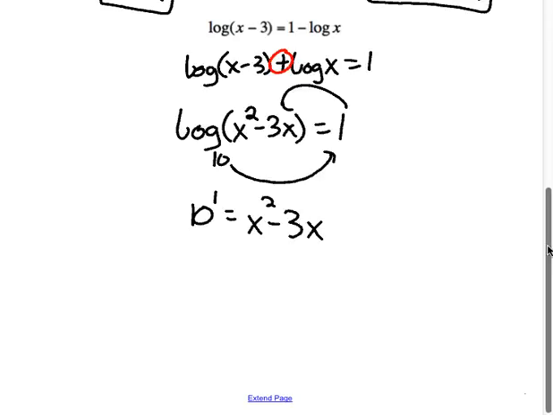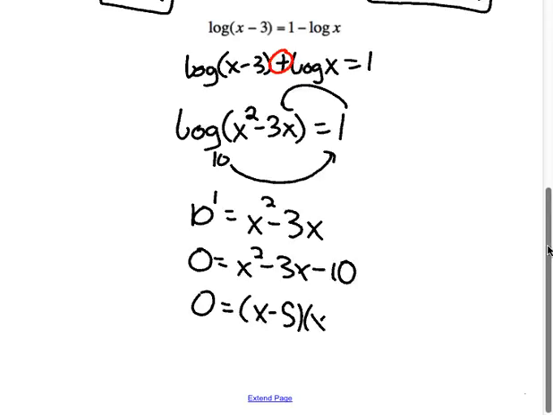10 to the first is just 10, but I have something quadratic. So the only way to solve something quadratic is to get it set equal to 0. And now the fun comes in, because I get to factor this. So our factoring skills, still very necessary. All right. So that gives me my two solutions of x equals 5, x equals negative 2.